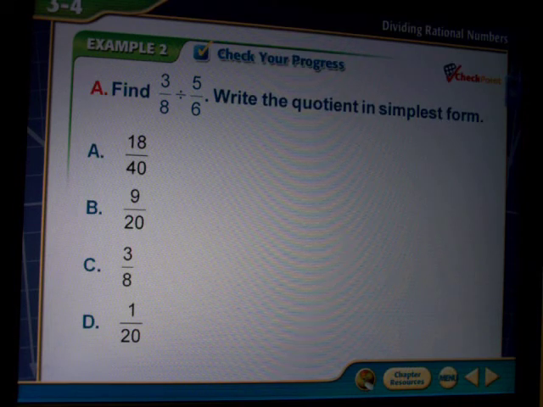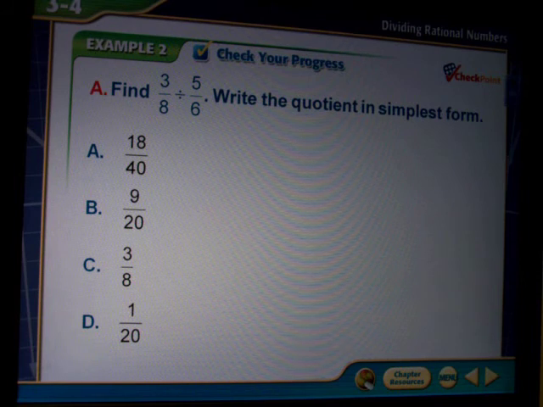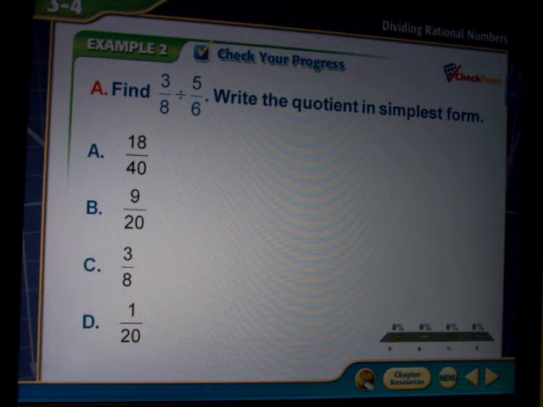So now we're going to take 3/8 divided by 5/6, and write the quotient in simplest form. Is the answer A, 18/40, B, 9/20, C, 3/8, or D, 1/20? Remember, you're going to take 3/8 times the inverse of 5/6. And your answer is B, 9/20.